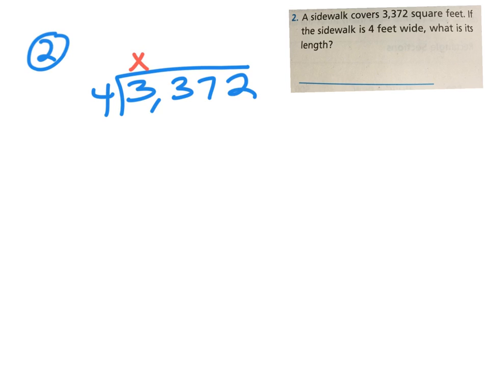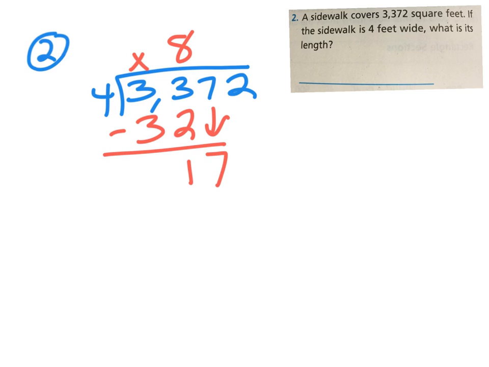4 does not fit into 3. But 4 fits into 33. Let's see, 4 times 7 is 28. 4 times 8 is 32. That's going to be really close. 4 times 8 is 32. Subtract. 3 minus 2 is 1. 3 minus 3 is 0. 1 is less than 4. I can bring down the next number, 7.